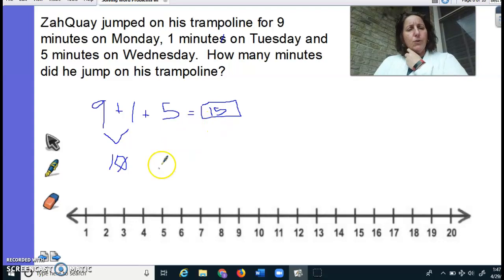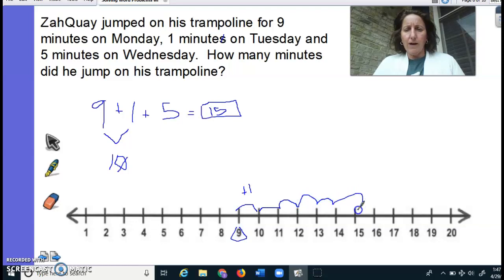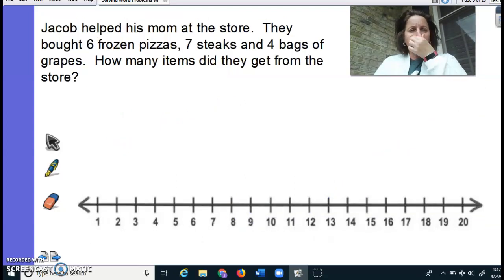But if you're not sure, you could always use your number line. You could start with 9. You could jump 1 to give your 10. So that was plus 1. And then you could jump 5 more. 1, 2, 3, 4, 5. And our answer is still 15. And this was a jump of plus 5. We jumped 5 spots there. So either way is fine. If you can see that combination of 10, it just makes it a lot easier for you.